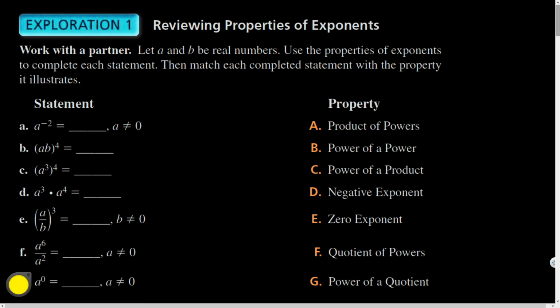Mr. Waddy here today, and I've got a multi-day lesson on a whole bunch of properties of radicals and rational exponents. But before we get there, I've got this exploration one for us to consider, looking back at our old properties of exponents. And by the way, these can be found in the Algebra 1 textbook, Chapter 6, Section 1, if you're looking for them.